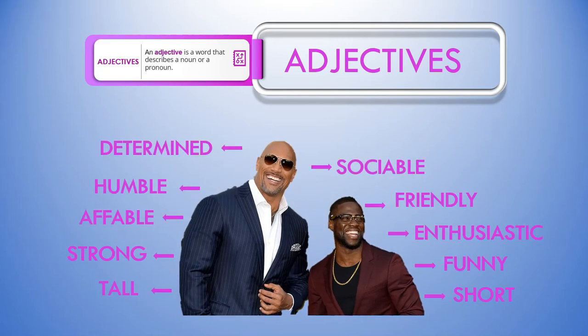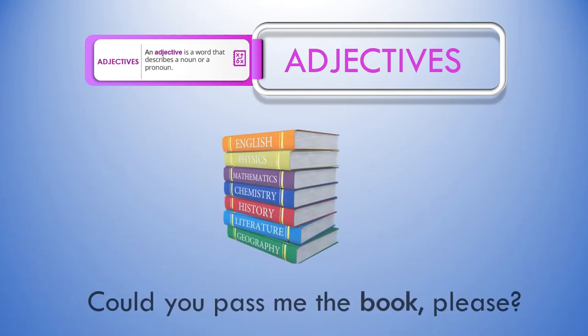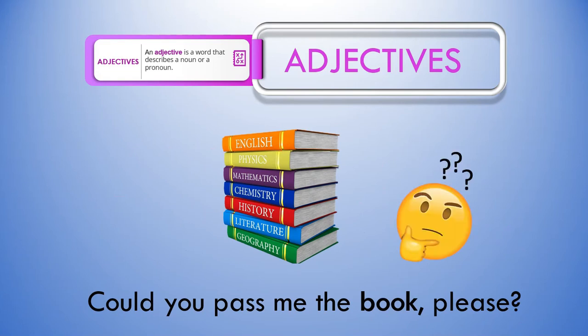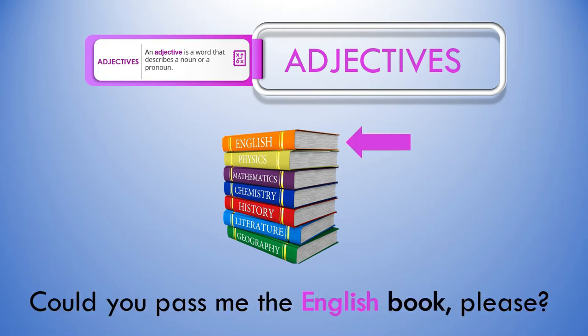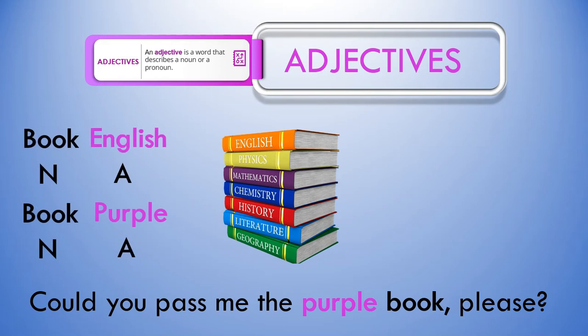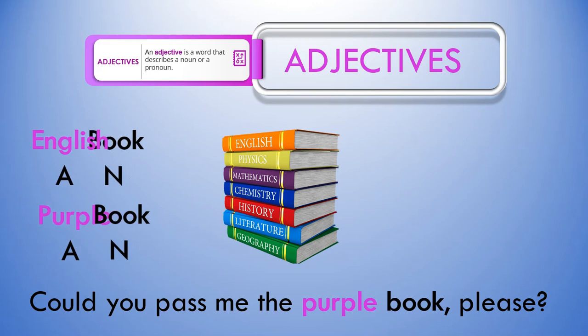When an adjective is describing a noun, we say it is modifying it. Imagine the following scenario. If I ask you, could you pass me the book, please? Which book would you pass me? What about if I ask you, could you pass me the English book, please? Or the purple book, please? After modifying the noun with the adjectives English and purple, it would be clear to you which book I'm asking for. Notice that in English, unlike Spanish, the adjective goes first.